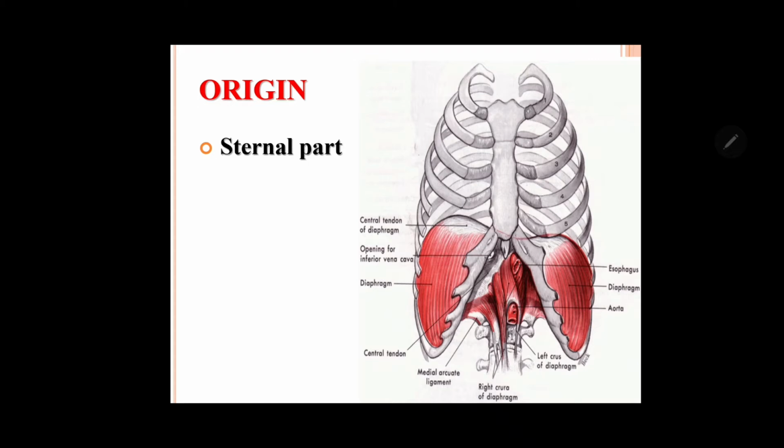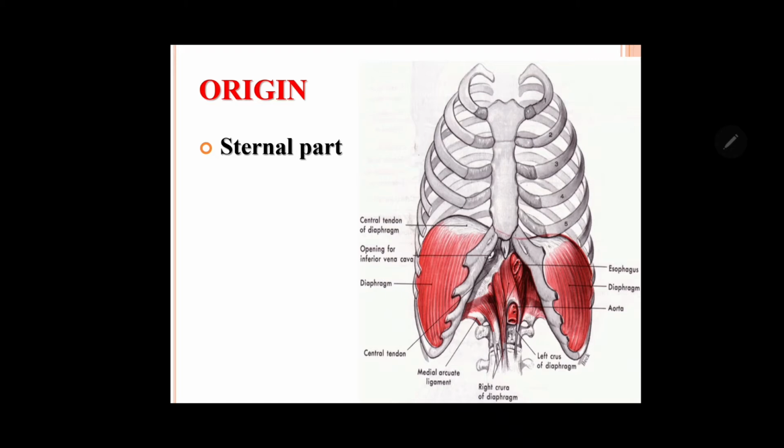So these are the three ligaments: the median arcuate ligament, medial arcuate ligament, and lateral arcuate ligament. Median arcuate ligament is single, whereas medial and lateral arcuate ligaments are paired on either side of the aortic opening. So that is about the vertebral origin of the diaphragm. You can notice here clearly that the right crus is heavier and longer, and the left one is shorter.